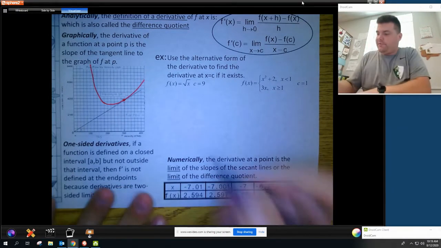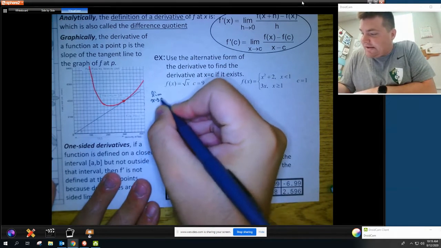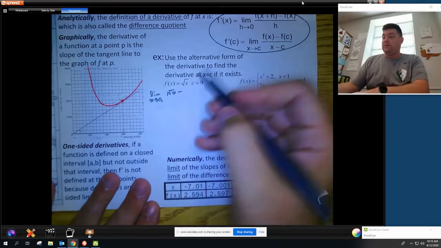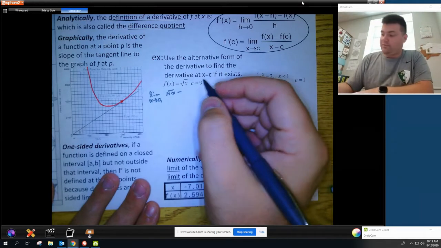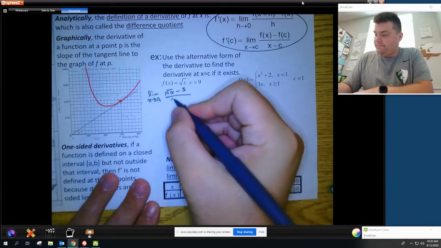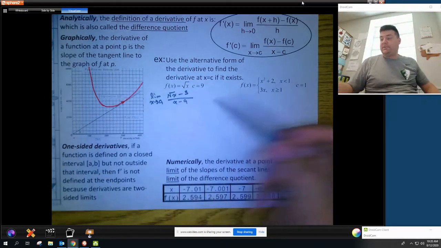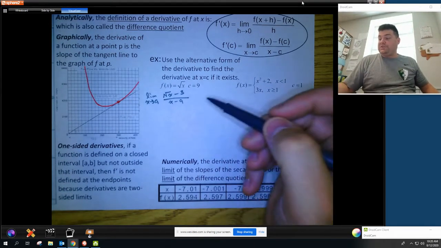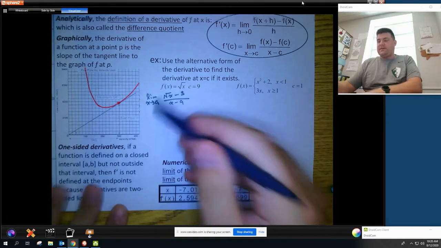So for the alternate form, we're going to do the limit as x approaches 9 of f of x, which is root x, minus, plug in that, you're going to get root 9, which is 3, all over x minus 9. So we did an example like this in a previous video. You can check it out in the archives, which deals with solving these types of problems. So you can't plug in a 9.